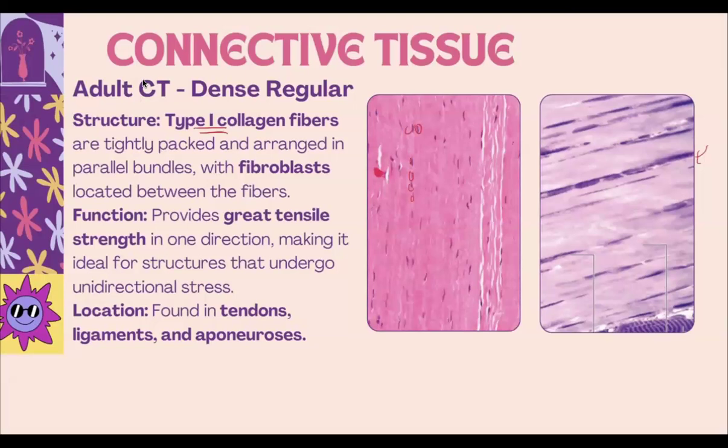And this is found in tendons, so muscle tendons, very, very important. They're found in ligaments and they're found in aponeurosis. These are, again, things that are attaching muscles to bone and bone to bone and so on.